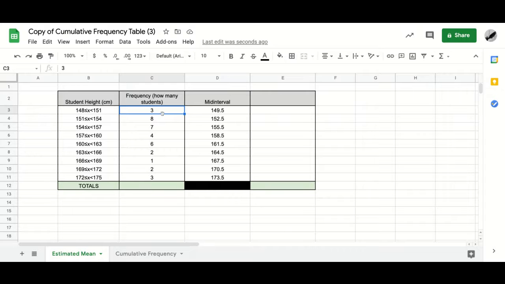Watch this. So again, I have 3 students on average with a 149.5 centimeter height, which means I need to go ahead and multiply to represent them all. Frequency times mid-interval.